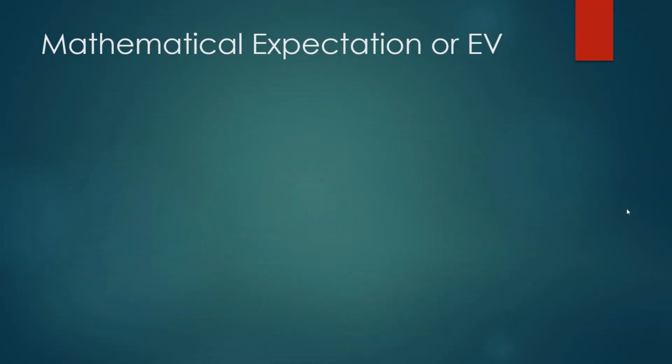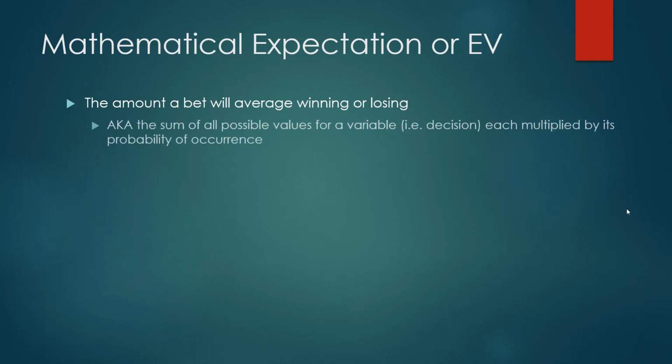All right, this is what James has been waiting for all night. Mathematical expectation, also known as EV. This is really the decision-making tool that I hope you guys can take away from the class and utilize. This is basically the amount a bet will average winning or losing. So when we did the coin flipping, this really applies here, and this is how you can see whether or not you should take the bet.